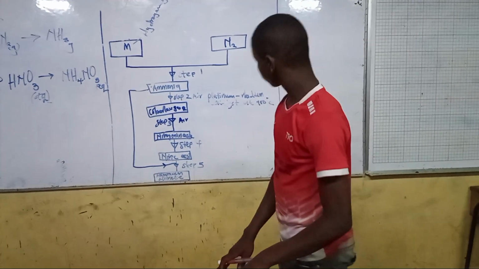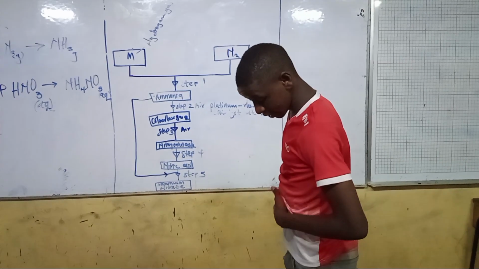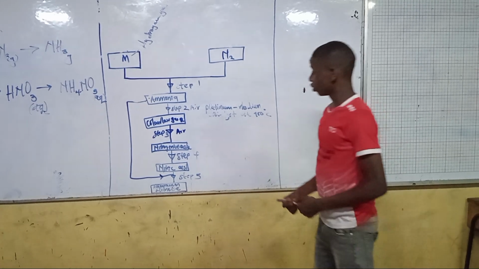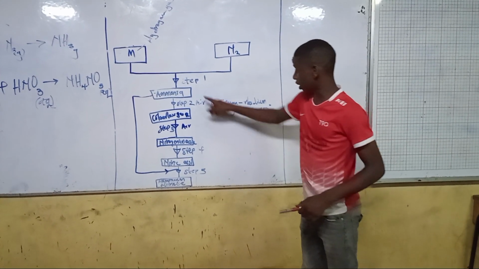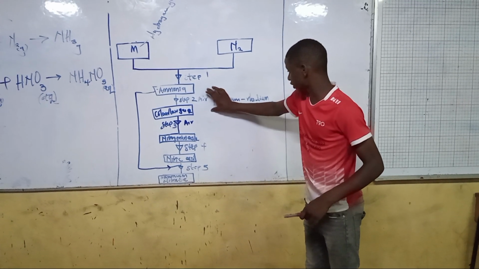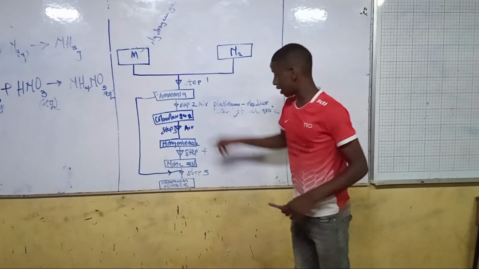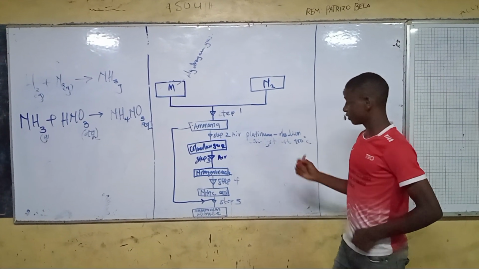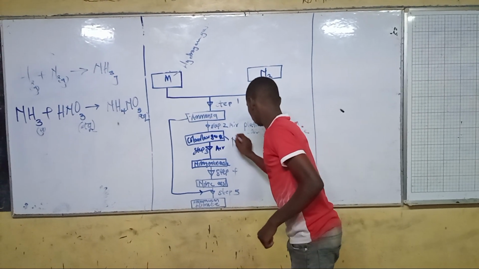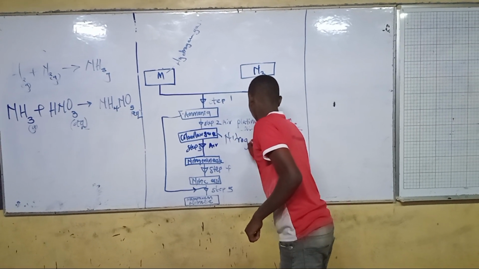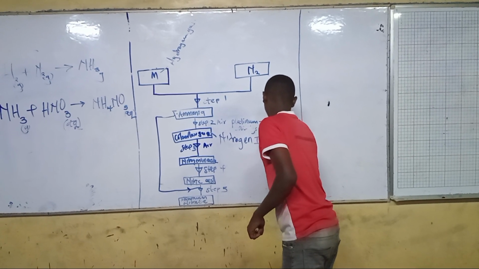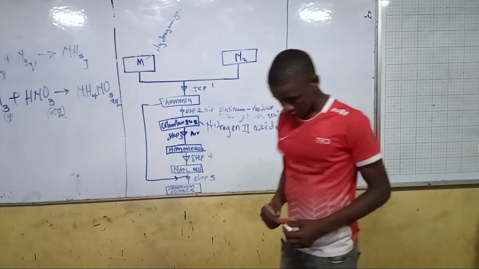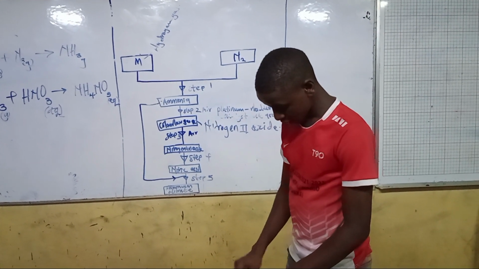We'll go to the next question. The next question, they are saying identify gas Q. We can see gas Q came from ammonia. Which ammonia? The same ammonia which was used with a catalyst of platinum rhodium and air. And we said earlier it was converted to form nitrogen 2 oxide, which means this gas here is nitrogen 2 oxide, which is a colorless gas. Okay, we'll go all the way to the next question.